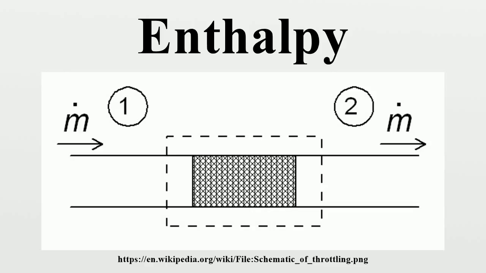Formal definition. The enthalpy of a homogeneous system is defined as H = U + PV, where H is the enthalpy of the system, U is the internal energy of the system, P is the pressure of the system, and V is the volume of the system. The enthalpy is an extensive property. This means that, for homogeneous systems, the enthalpy is proportional to the size of the system. It is convenient to introduce the specific enthalpy h = H/m, where m is the mass of the system, or the molar enthalpy Hm = H/n, where n is the number of moles.